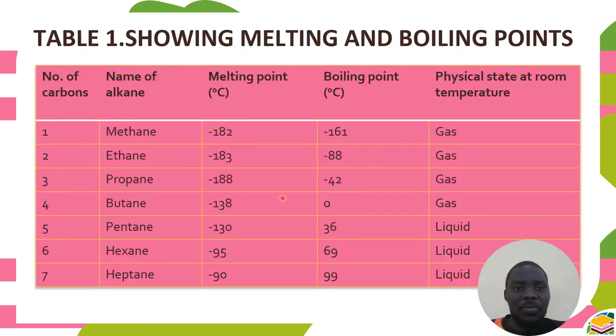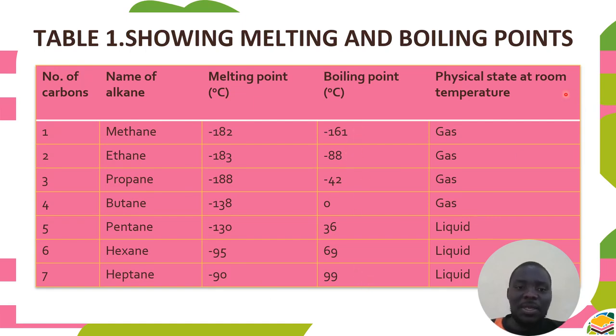Here is a table showing us the melting and boiling point going down the homologous series, starting from methane up to heptane. Here we have methane, ethane. As you can see, as we are going down here, the melting point is increasing. Remember, when you look at the negative values, the one which has a big negative value means it's small. The one which has a small negative value means it's big. So if you check here, their melting point is increasing as we are moving down the homologous series, as well as the boiling point is increasing.